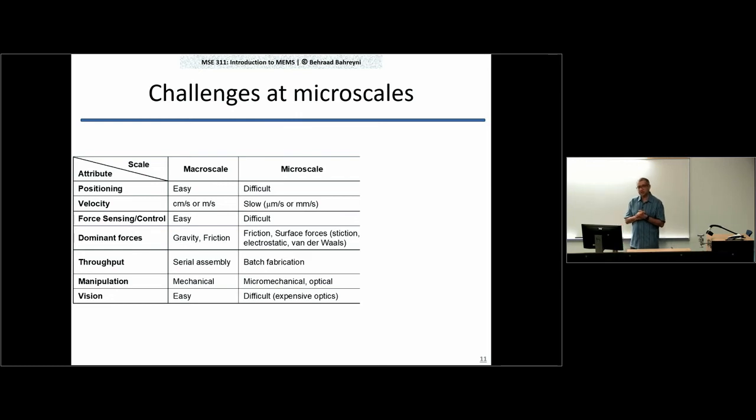The fabrication method is batch fabrication. You do not make one at a time, you make 100 at a time, or 1,000 at a time. And manipulation, if you want to move something, it has to be micromechanical. There are some optical ways of doing it, but in most cases, you basically try to just avoid it. If you can just let this stuff be where they are, manipulation is very difficult at small scales.